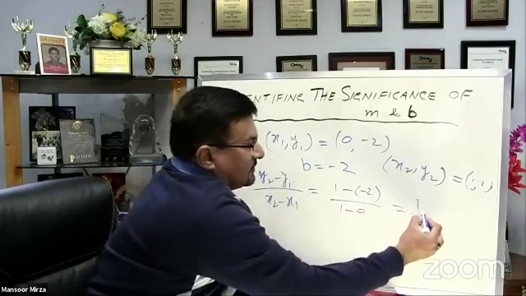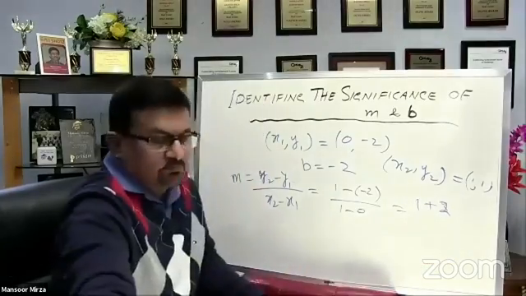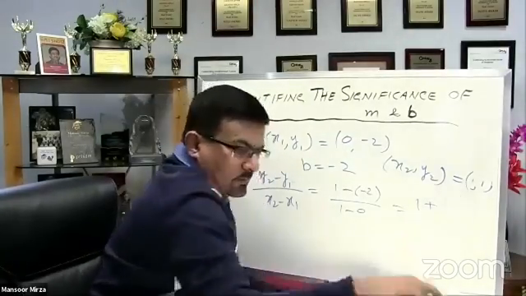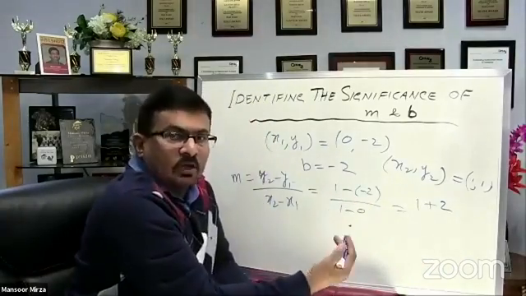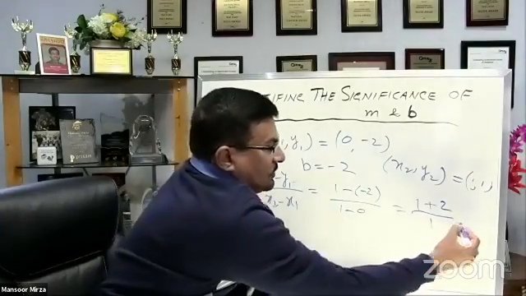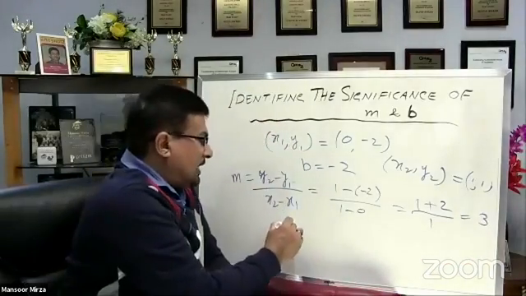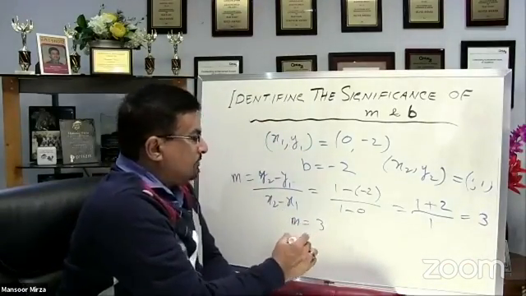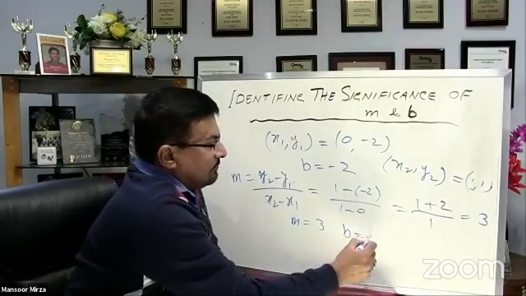So in this case, I got 1 plus 2, because minus and minus give me plus 2. And then this becomes 0, and I'm left with 3. So I got m as 3, and then I was given b as minus 2.